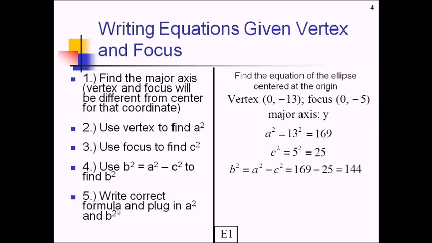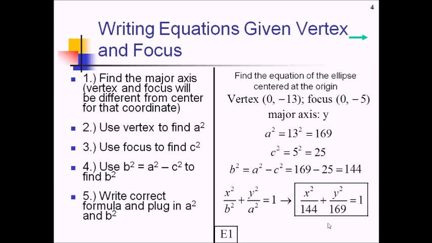We just have to write the correct formula now, plug in a squared and b squared. We also have to plug in h and k, but since the origin is the center of this thing, we're just going to have x squared and y squared for an h and k value of 0. Because this is major axis y, a squared has to be under y squared here. So we're going to have x squared over the b squared value of 144 plus y squared over 169 equals 1.